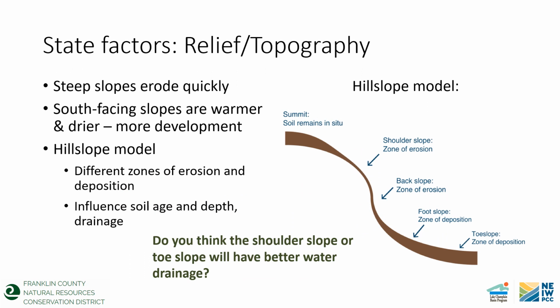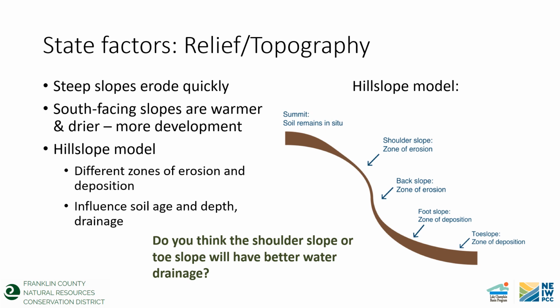The next state factor is landscape relief or topography, which are 2 different words for the same thing. Relief influences a variety of processes, including addition, loss, and transformation. For example, steep slopes tend to erode very quickly, which causes loss of soil material and can reset the clock on soil development. Relief also feeds back to affect climate.